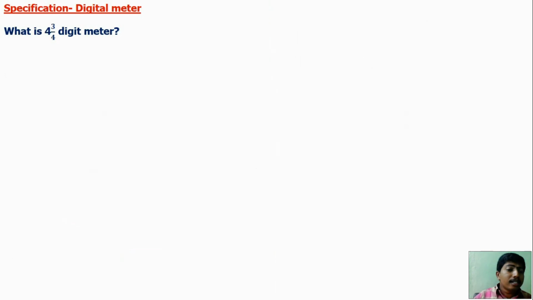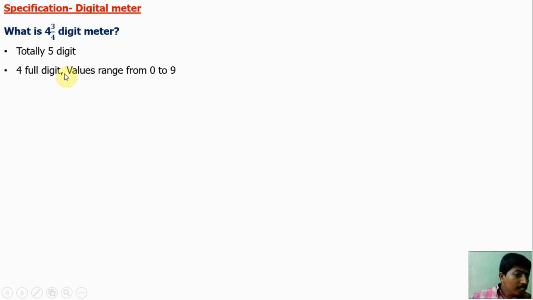Now we will discuss the 4¾ digit meter. The same concepts as the 3½ digit meter. Here it has a total of 5 digits, 4 full digits and 1 most significant bit. Same concepts. 4 full digits and 1 most significant bit.